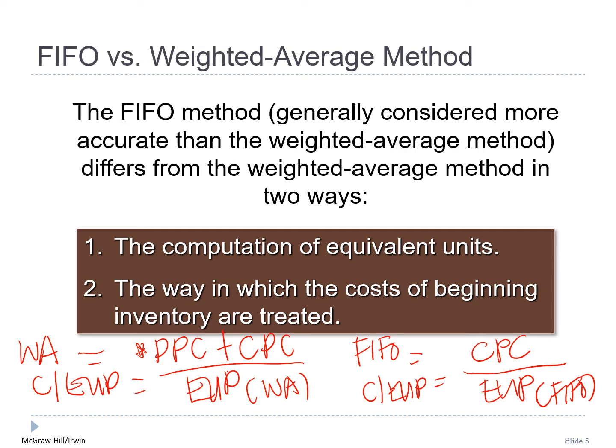So therefore, if that is the case, whatever assumption you have in the denominator, you should have the same assumption in the numerator. That is why your computation of cost per EUP in FIFO should be current cost only, because your EUP is current only. Unlike in weighted average, where the EUP of last period in the beginning inventory is also included. That is why your numerator is the cost of the prior period plus the cost of the current period. So that is where they differ.